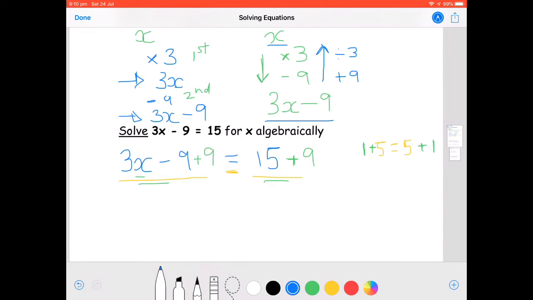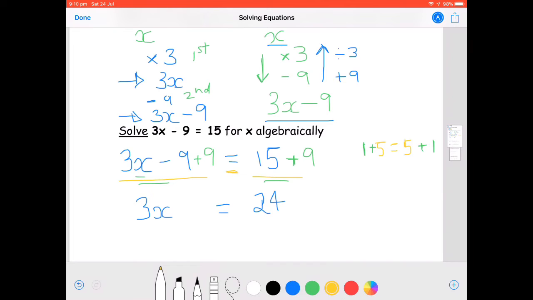And then we can rewrite our new equation underneath. So on the left-hand side, 3x minus 9 plus 9 is just going to be equal to 3x, because if you've got minus 9 and you add 9 to it, then you get 0. So 3x plus 0, which is just the same as 3x. So 3x is equal to, and then we've got 15 plus 9. 15 plus 9 is equal to 24. So now we've got 3x equals 24.